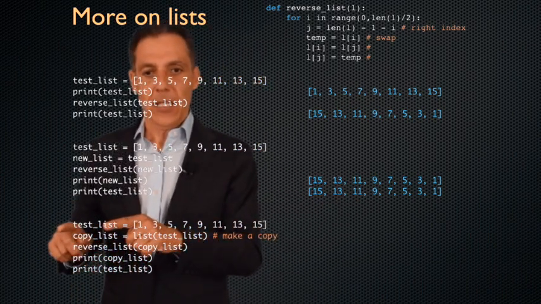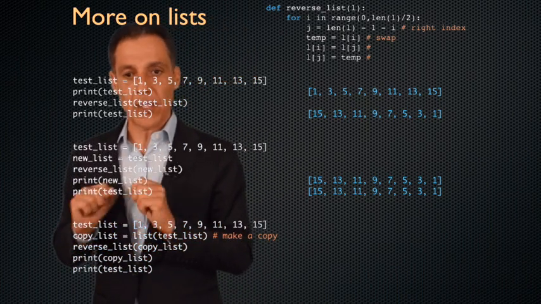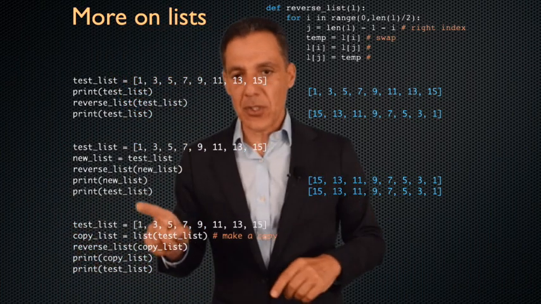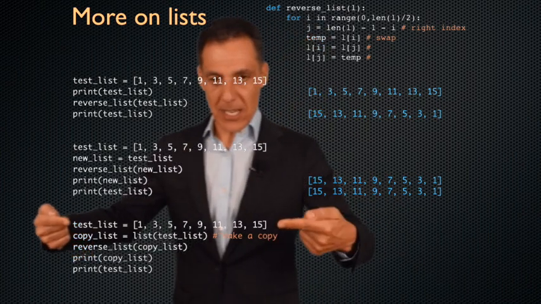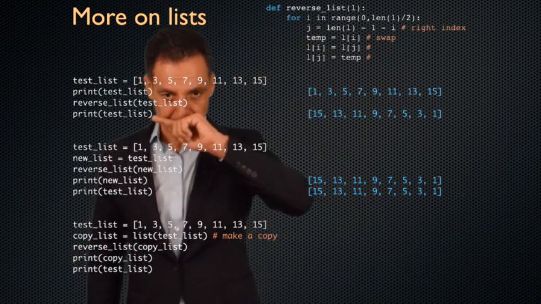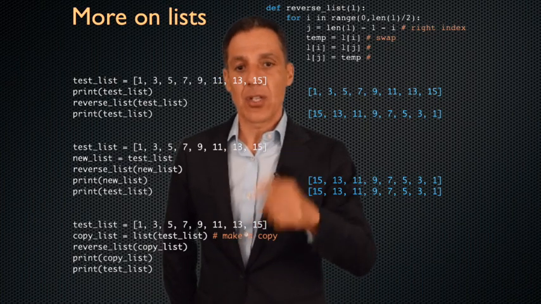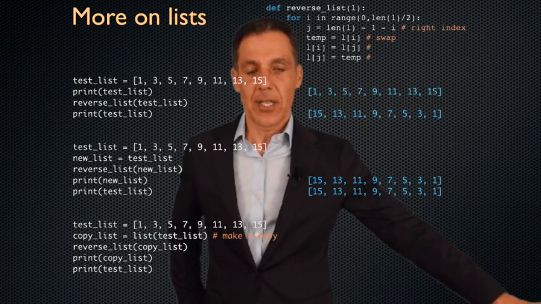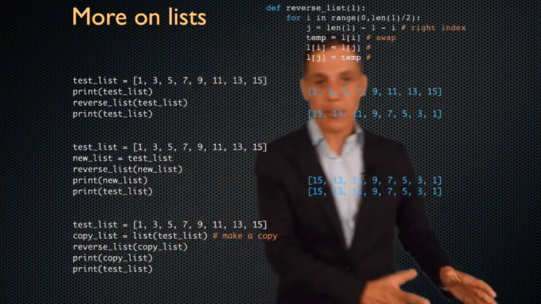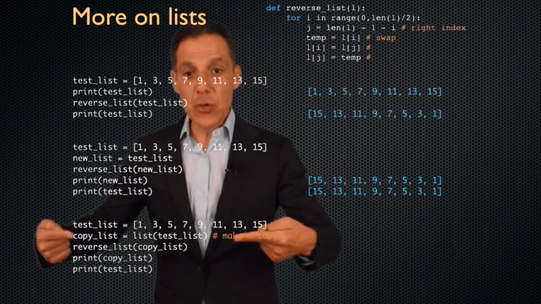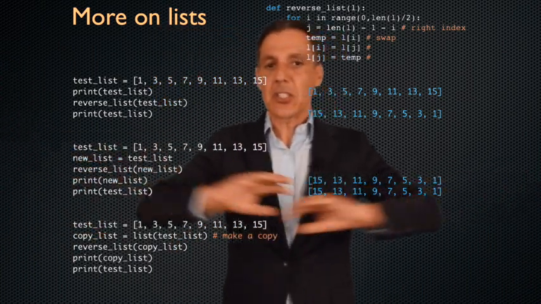Instead of saying variable is equal to test list, I say variable, and I'm now going to call it copy list, is equal to list of test list. And what this tells Python to do is, what we want here is not a copy of the address. We want a whole new list. And so now what Python does is it takes this list, makes a new copy of it, and hands back a new address.